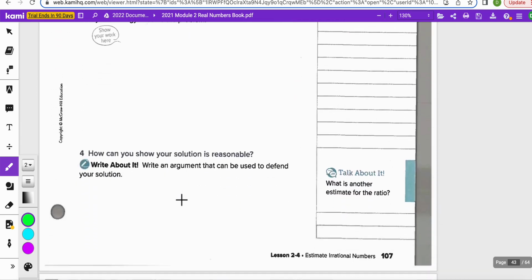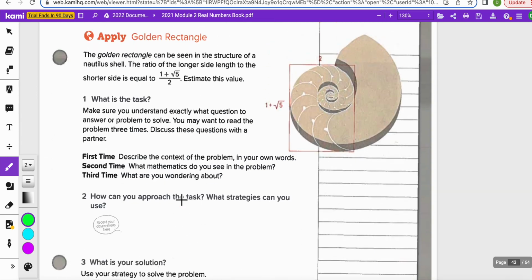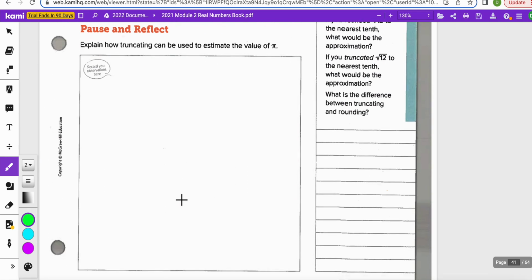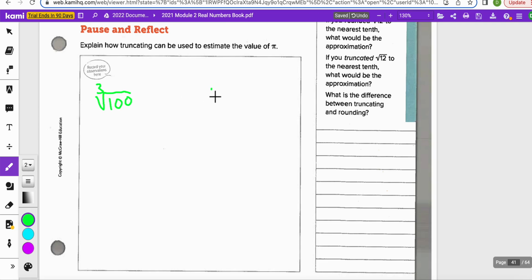All right. What I'd like you to do is take a look at the pause and reflect. So go ahead and write this number down. Let's say I want to know what integer the cube root of 100 is closest to. So go ahead and write that down. So what does that mean? Well, that means I have a cube with a volume of 100. So what is that closest to?